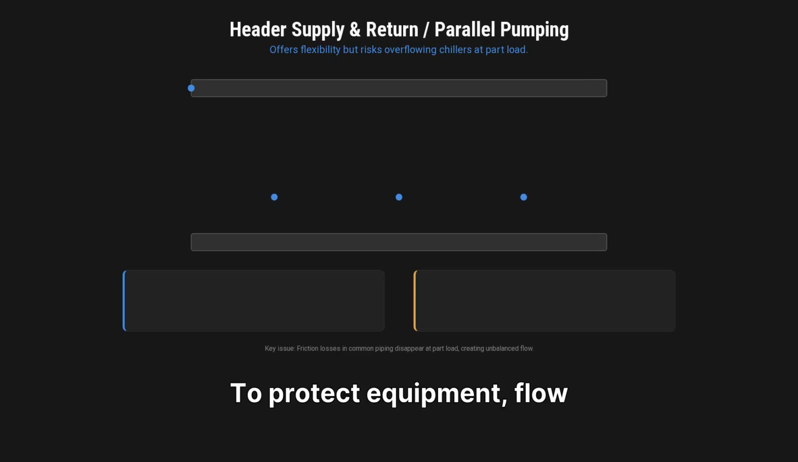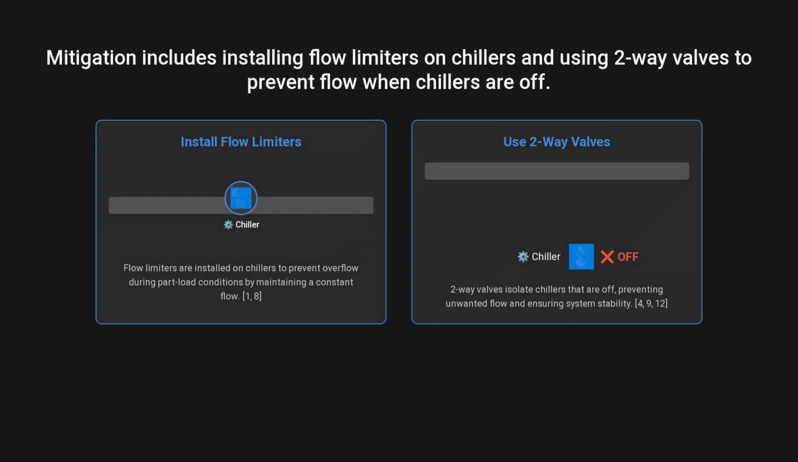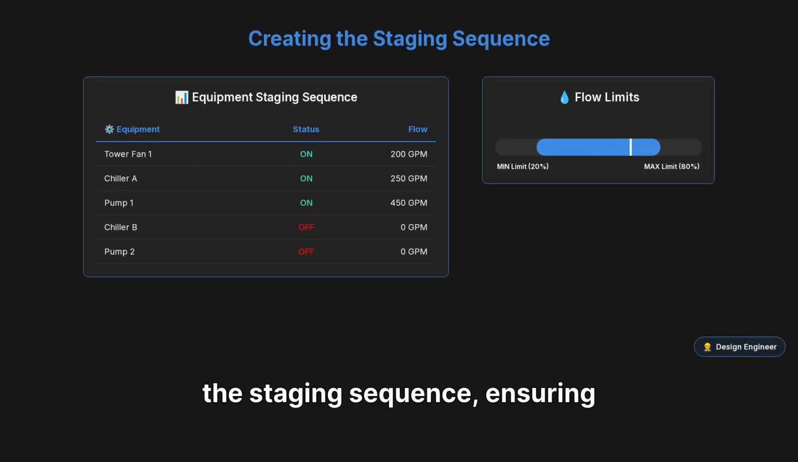To protect equipment, flow limiters are highly recommended, and off chillers should be isolated using two-way valves. Using identical pumps also simplifies control. Mitigation includes installing flow limiters on chillers and using two-way valves to prevent flow when chillers are off. The design engineer creates the staging sequence, ensuring flow remains within the tower's minimum and maximum limits for all equipment.